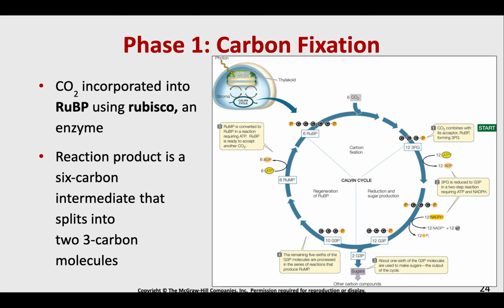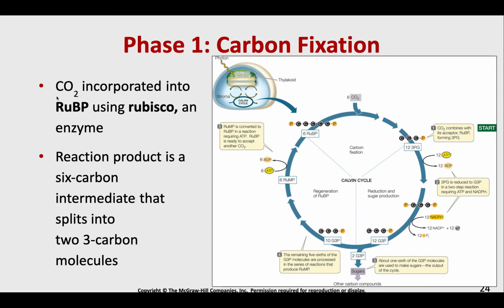So if we zoom in on that first phase, carbon fixation. In carbon fixation, we're taking CO2 and combining it with this molecule called RuBP. Once we've combined it with this molecule, it becomes a different molecule that I don't expect you to memorize, but it's abbreviated as 3PG. So we're fixing it initially to this molecule RuBP.